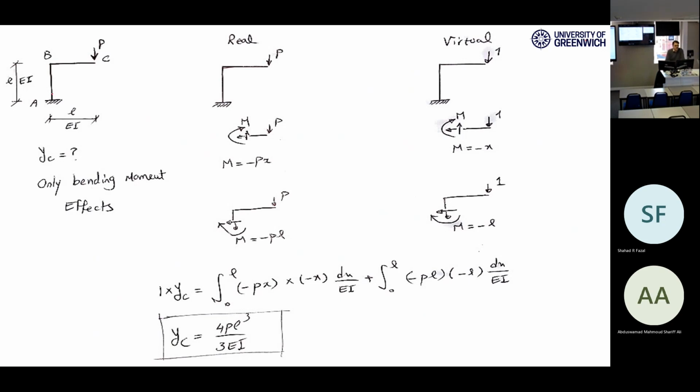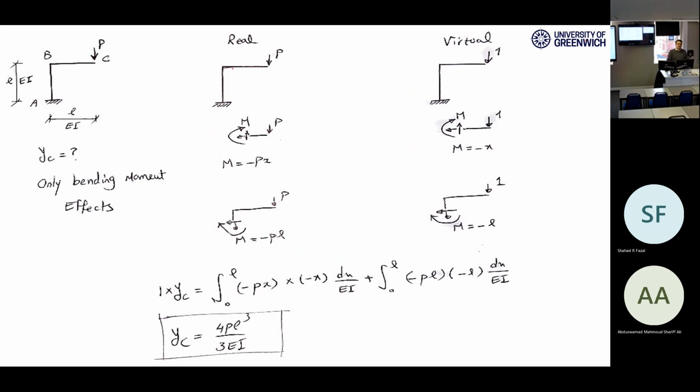This is my structure. A column, a beam, a load P here, and points A, B, C. Both elements have length L and EI as constant. The question is to find YC, meaning the deformation of point C along the vertical axis. Only bending moment effects are important in this tutorial, right?